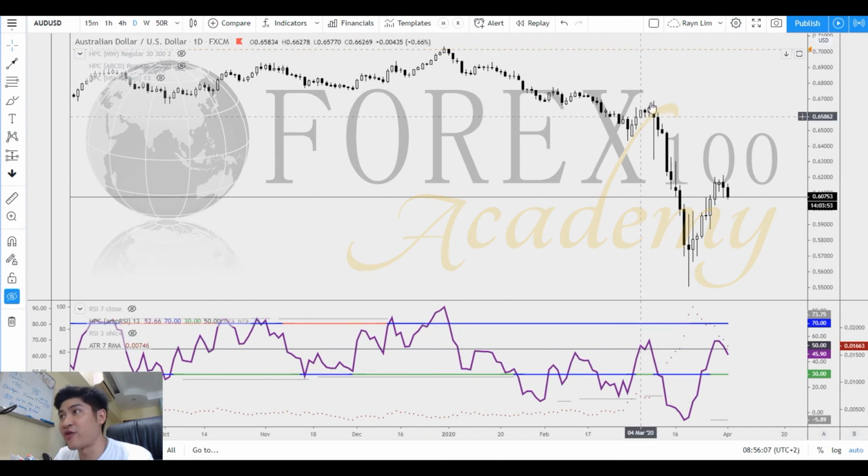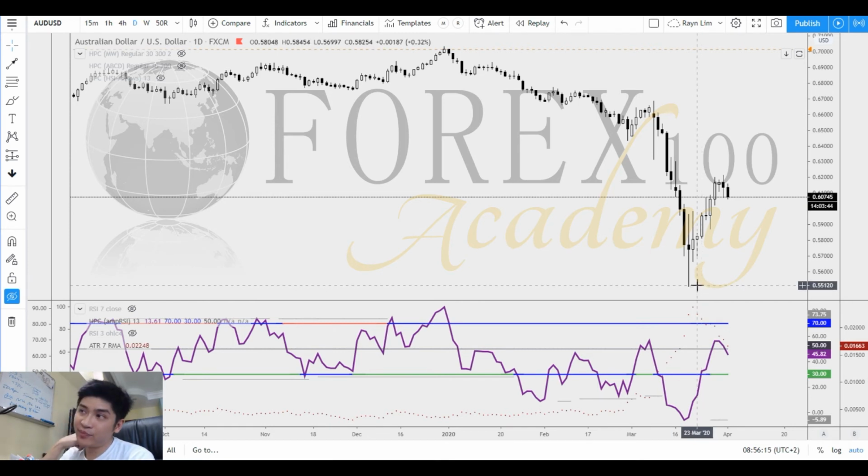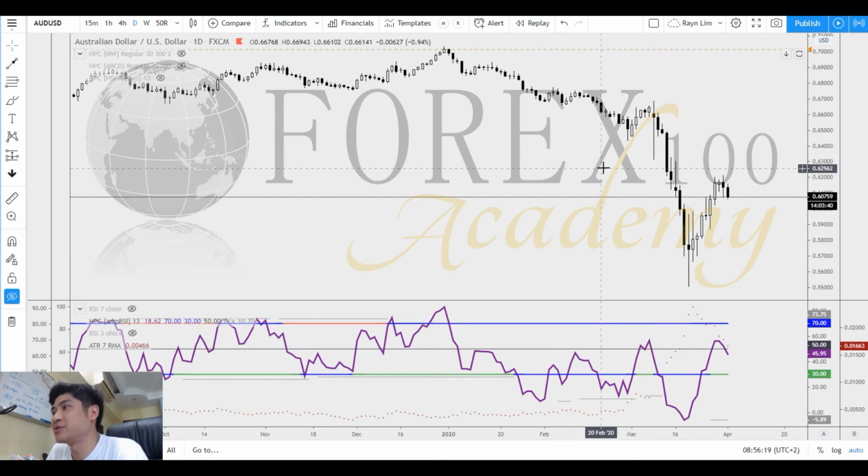Australia dollar, very bearish dive over here. Almost hit my 3 years low prediction on the monthly chart. Alright, so I do see that it's going to happen within these 3 years. Let's see how it goes.